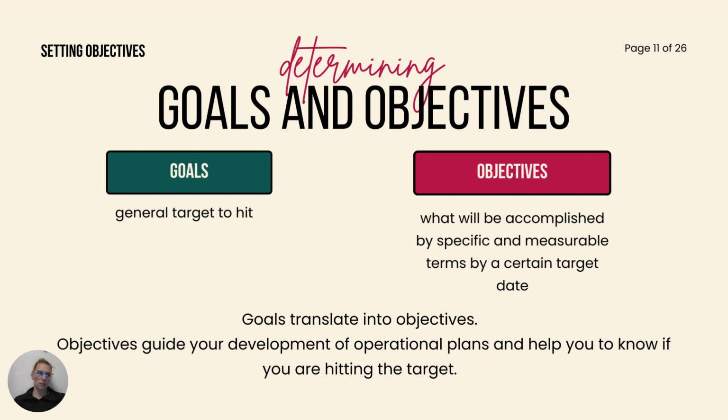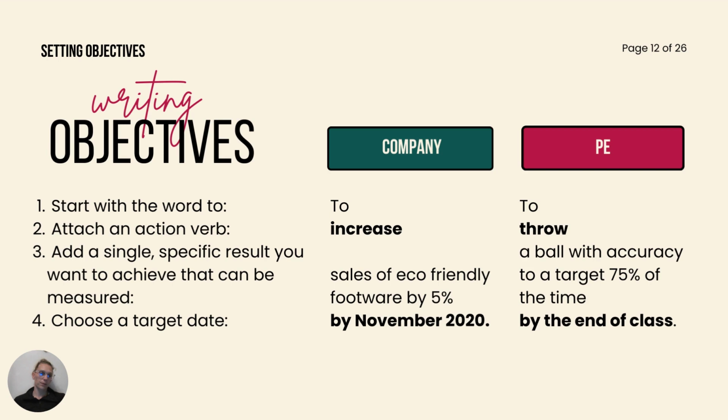Goals and objectives. Goals are general targets to hit. Objectives, what will be accomplished in specific and measurable terms by a certain target date. Goals translate into objectives. Objectives guide your development of your operational plan and help you to know if you are hitting your target. So, how to write an objective.